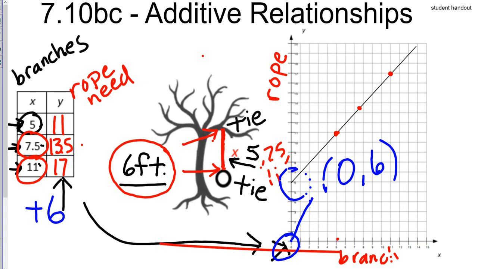In contrast now, we're looking at additive relationships, which are still very useful, and we're going to need to learn how to graph them, and that's what we've just done. So now that we've looked at this additive relationship with a tree branch, and you guys have an example of a table and a graph that is additive, not proportional, I'm going to show you another problem.